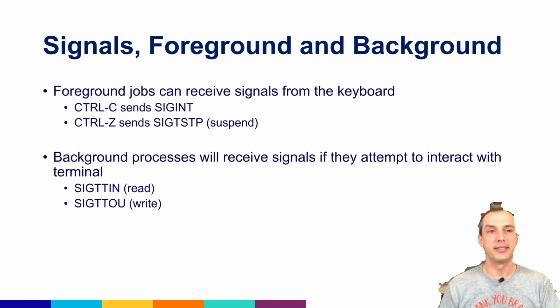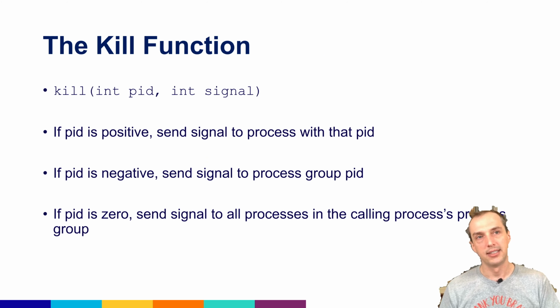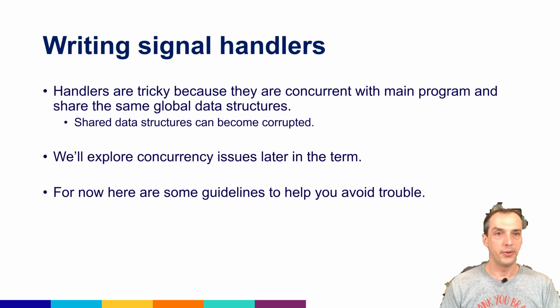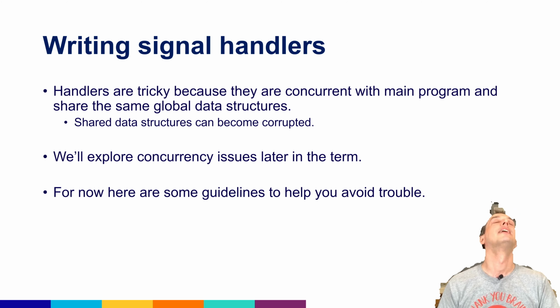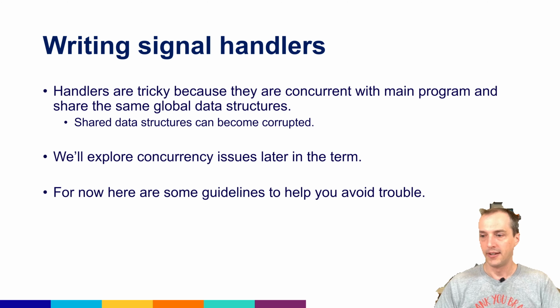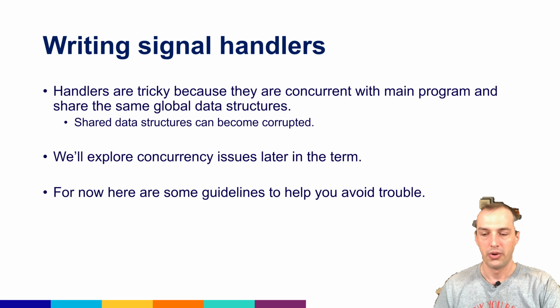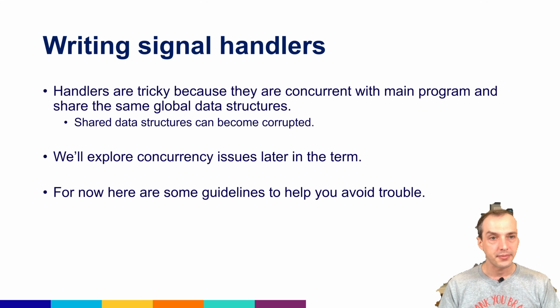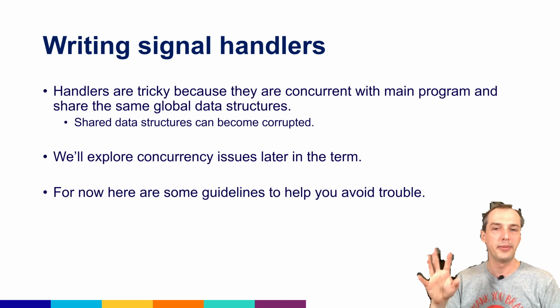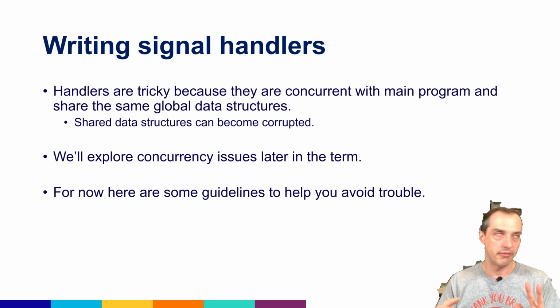We already talked about sending signals with the kill function. There are a few other important pieces of information in here. Writing signal handlers is tricky. This is the hard part. This is probably the next important section of this video. We're going to explore actual concurrency issues a little bit later on in the term. But for now, we're going to just go over some relatively basic guidelines for what to do here.